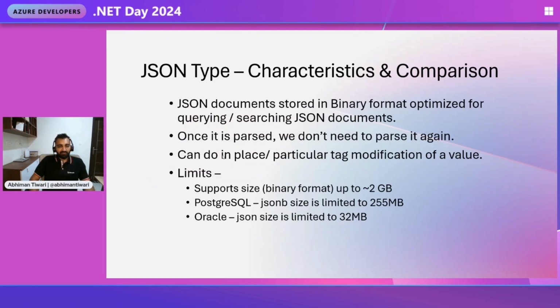JSON documents are stored in binary format with the introduction of the new JSON native data type, which is optimized for querying and searching JSON documents. Once it is parsed, you don't need to parse it again. You can modify any particular tag or value. That way, you do not need to update the whole document at any point of time. And you can look at the limitations compared to other services or the competition.